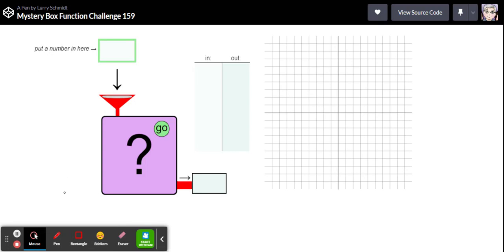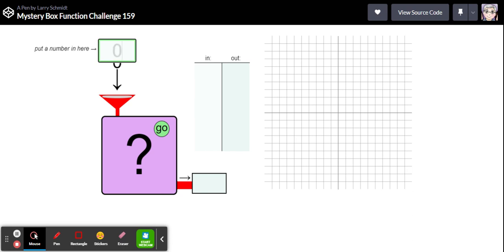Hello everybody and welcome to another mystery box function challenge. In this purple mystery box there is some math and your challenge is to figure out what that is. You can try this out by using the link in the description, and when you think you've got an idea, come on back and see if we get the same thing.